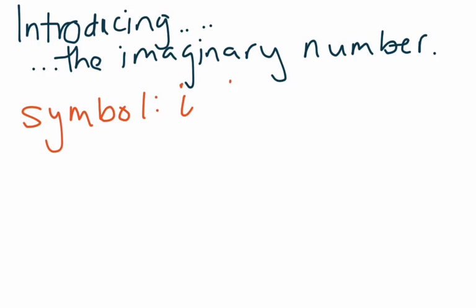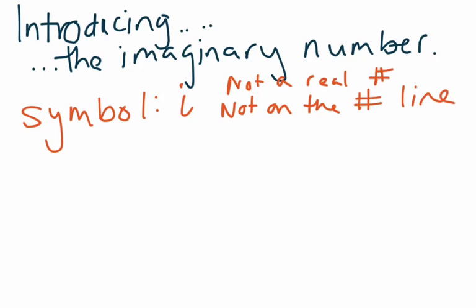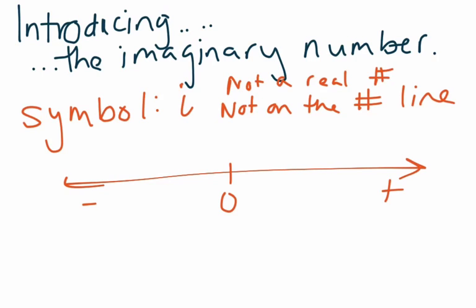It is not a real number, okay? Which means it is not on the number line. So when we look at our number line and we have 0 in the middle and we have our positives and we have our negatives, you cannot find the number i anywhere on the number line. This is a completely new number. It is something we have not encountered before.